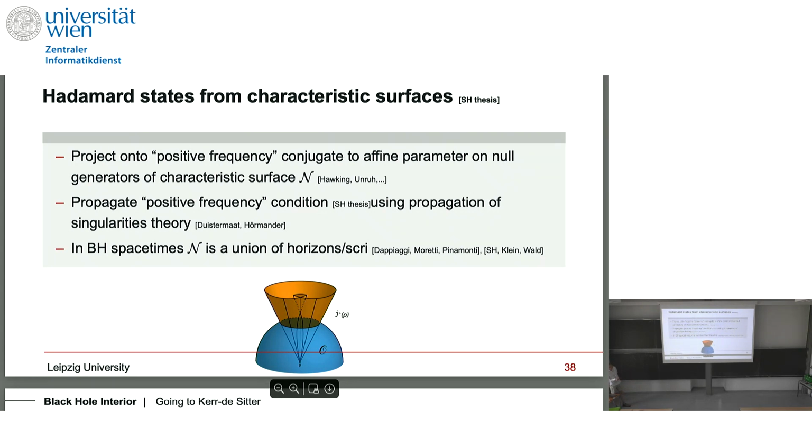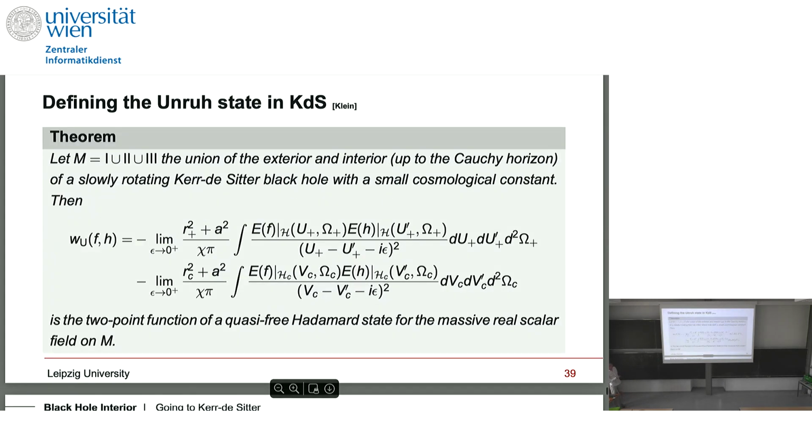And so if you apply this to black hole spacetimes, the light cone is not the light cone, but it's a union of horizons and scri, and similar proofs apply as shown by Dappiaggi, Moretti, and Pinamonti, and more recently in this context of the charged and Kerr black holes by Alpha Christiane Klein, mostly Christiane for the Kerr factor. And maybe I'm running out of time. So technically, you make some ansatz for this two-point function, which is basically prescribing it on the respective horizons.